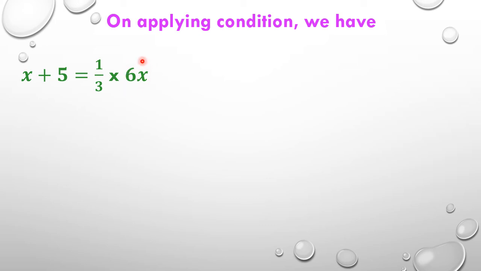So here be very careful. It is not 6x plus 5. It is only 6x, because you are talking of his mother's present age, and that is what the condition is. Now, once you apply this condition properly, the sum will become easier, because the next steps are just of transposing the numbers.